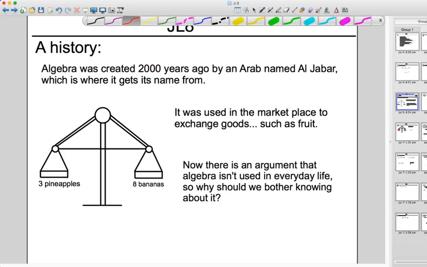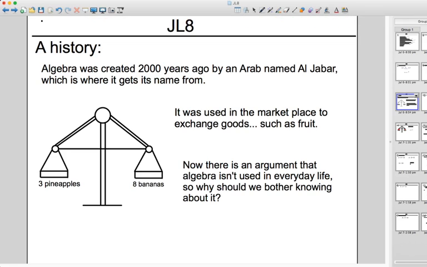A little bit of history now for you on algebra. Algebra was created 2,000 years ago by an Arab named Algebra, which is where it gets its name from. It was used in the marketplace to exchange goods such as fruit.